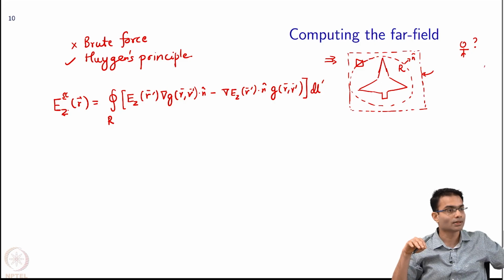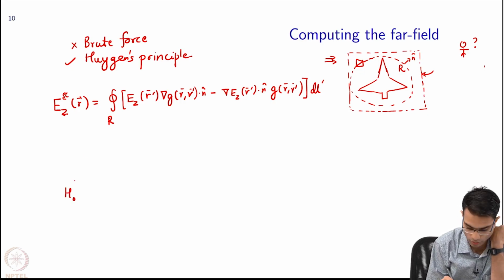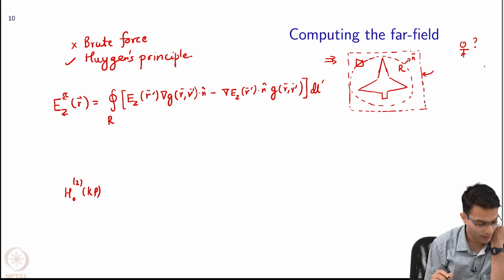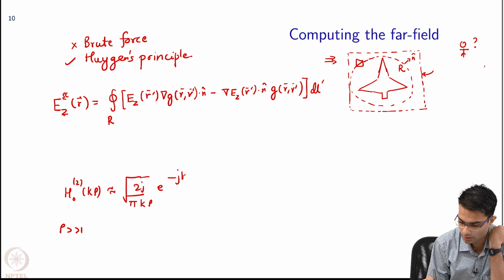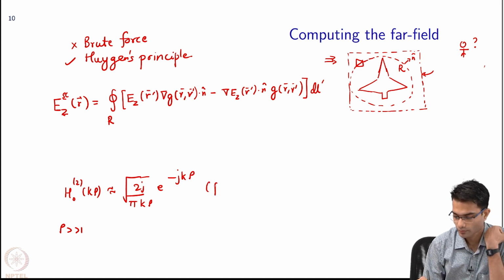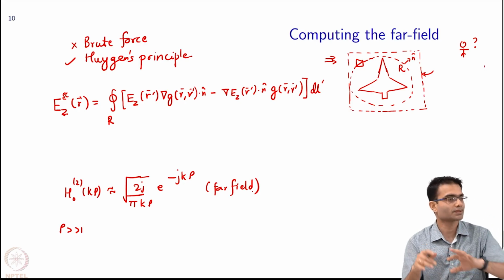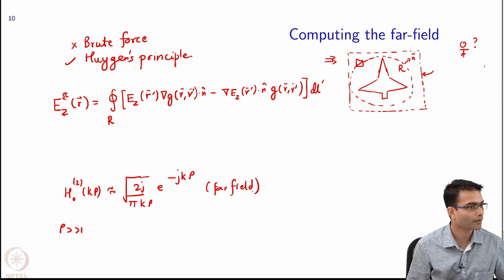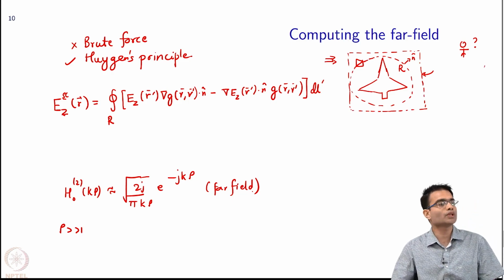Further, what else can I say? I can make all the standard approximations that I had done for the Hankel function, which is what? That H0 of k rho, right? So for rho much greater than 1, we had approximated this as square root of 2j by pi k rho, e to the minus j k rho. So all of these approximations we can substitute over here. So finally, before we end this discussion, in this expression, do we know everything?